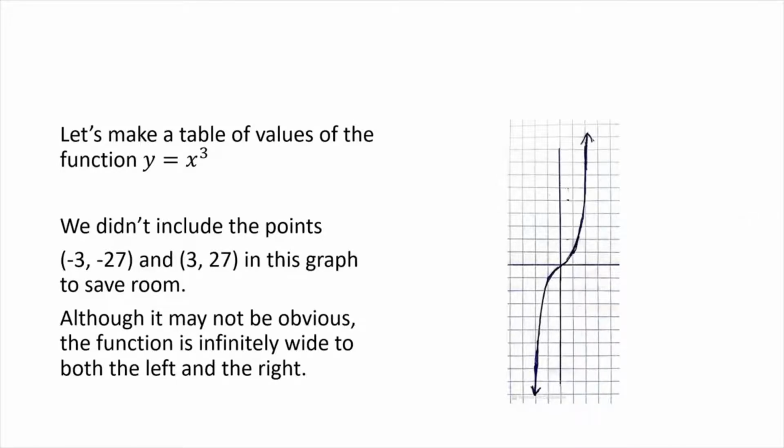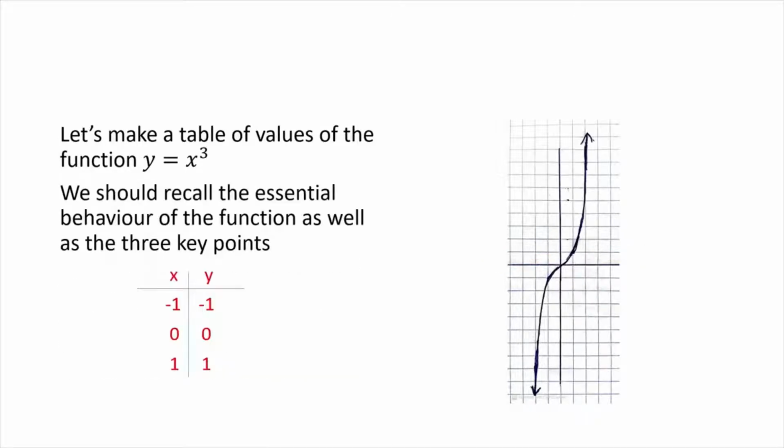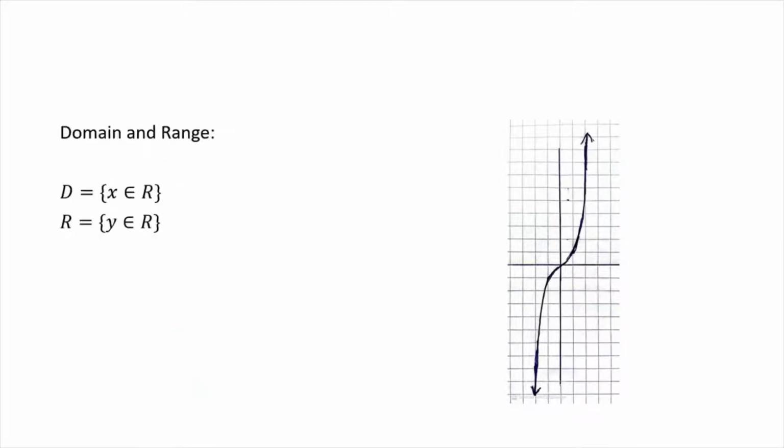And although it may not be obvious, this curve is actually infinitely wide to the left and right. Any x value to the far left or to the far right can be inputted into that function. And so what we want to remember is the basic behavior as we've shown there, as well as the three key points of (-1, -1), (0, 0), and (1, 1). The domain of this function is all real numbers, and the range is all real numbers.